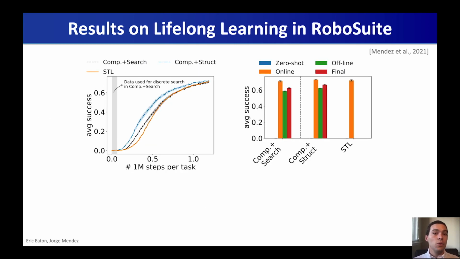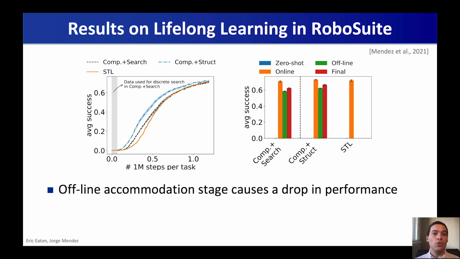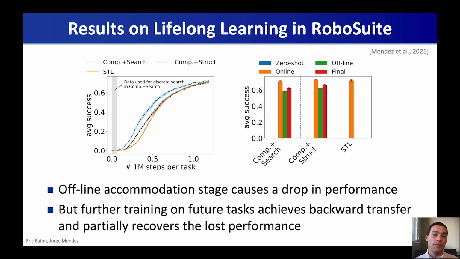The results on the robotics tasks are a bit more nuanced. The modular structure wasn't quite able to achieve zero-shot transfer, but it did somewhat accelerate the learning of new tasks, as we see on the left. What's interesting is that once we try to incorporate the knowledge of a new task into the shared components, the green bar here on the right, its individual performance drops on average. But by updating modules with future tasks, this performance is partially recovered via backward transfer, the red bars.